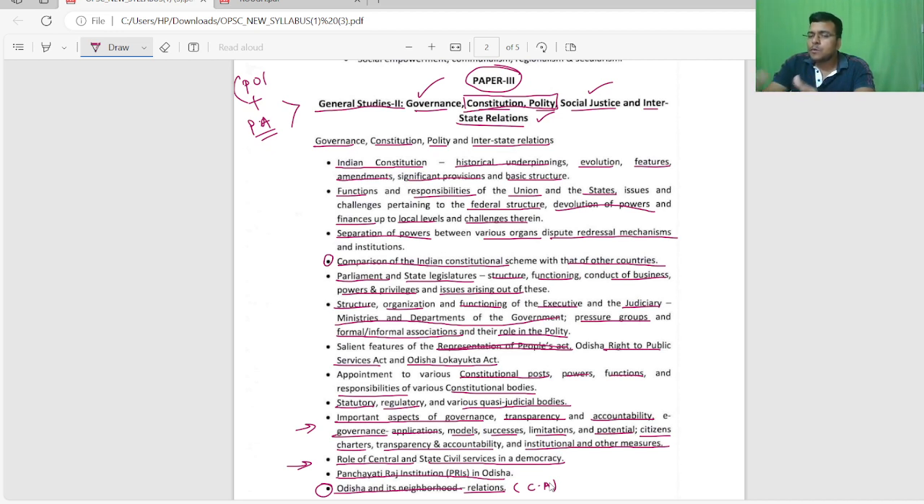So the cooperation between Odisha and Andhra Pradesh, or Odisha and Chhattisgarh, is very essential, very necessary to make sure that left-wing Naxalism is rooted out. So that is also one aspect. Get it? Yes. So neighborhood relations are important.